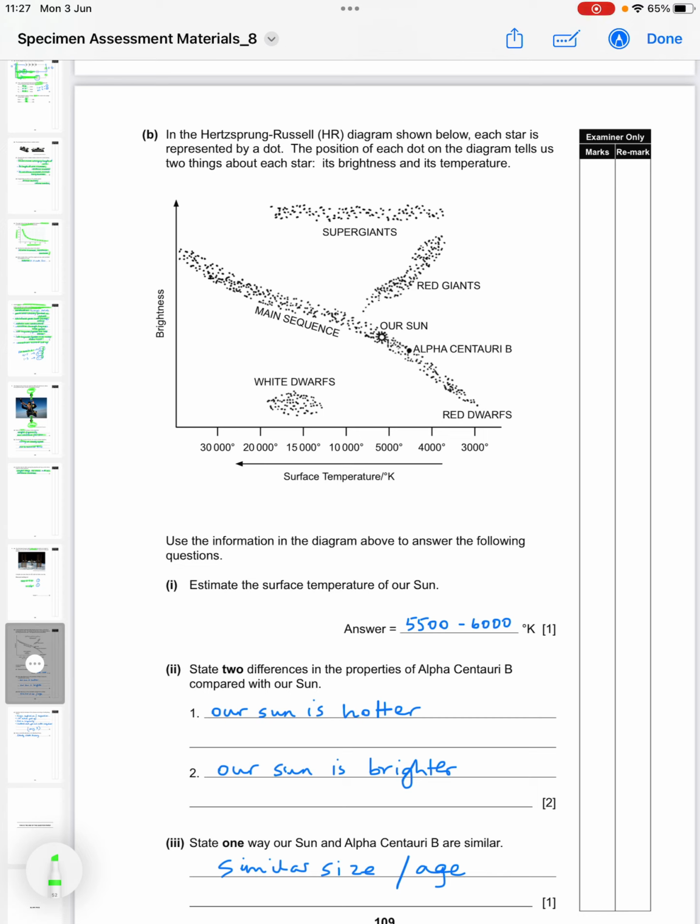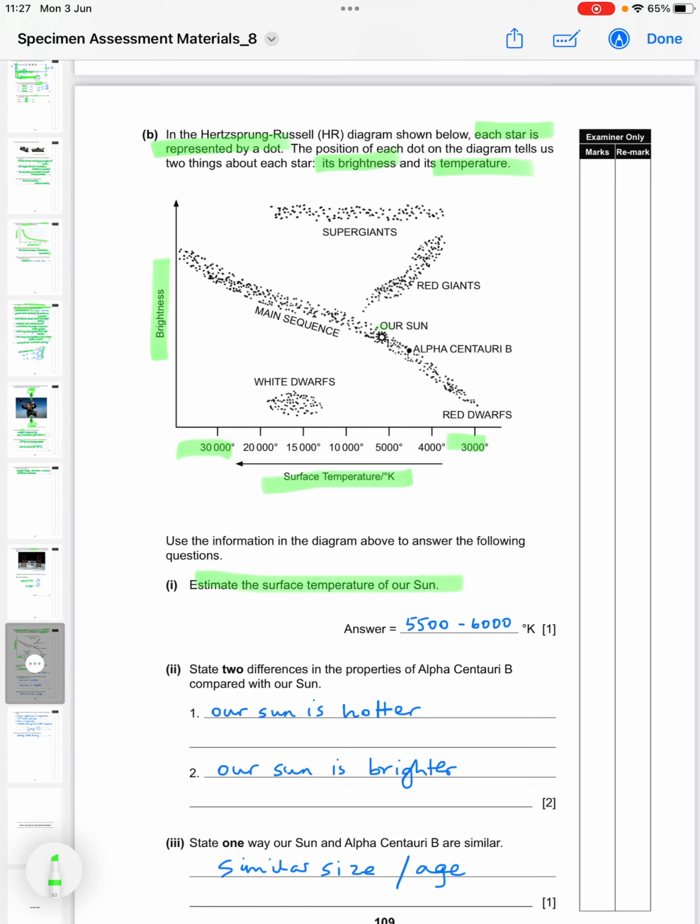And this is the last part of the paper here, so we've got another question about the universe. In the Hertzsprung-Russell diagram shown below, each star is represented by a dot. The position of each dot in the diagram tells us two things about each star: its brightness and its temperature. So you see brightness here and then temperature, and the temperature is increasing from right to left, from 3,000 here to 30,000 there. So use the information on the diagram to answer the following questions.